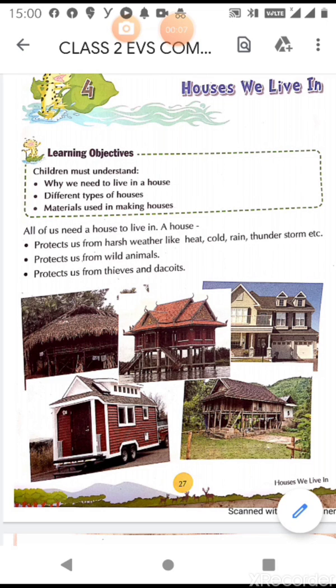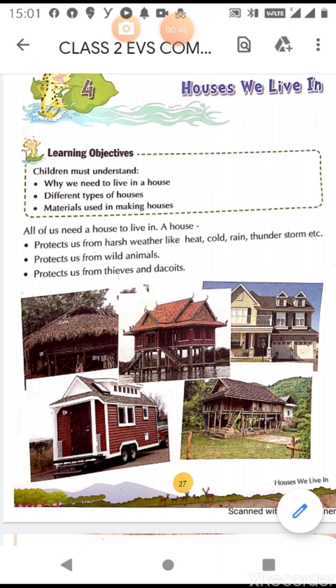In the previous lesson, we learnt about different types of clothes we wear. Before that, we learnt about different kinds of food that we eat. As I've told you earlier, there are three basic necessities of human beings. First is food to eat, second is clothes to wear, and third is house to live in. So we have learnt about food we eat and types of clothes we wear. So in this lesson, we will learn about different types of houses.